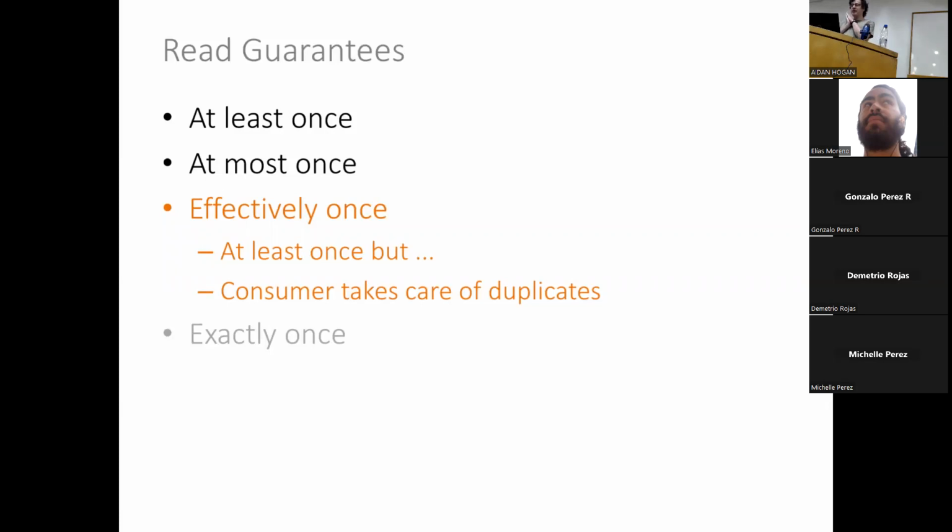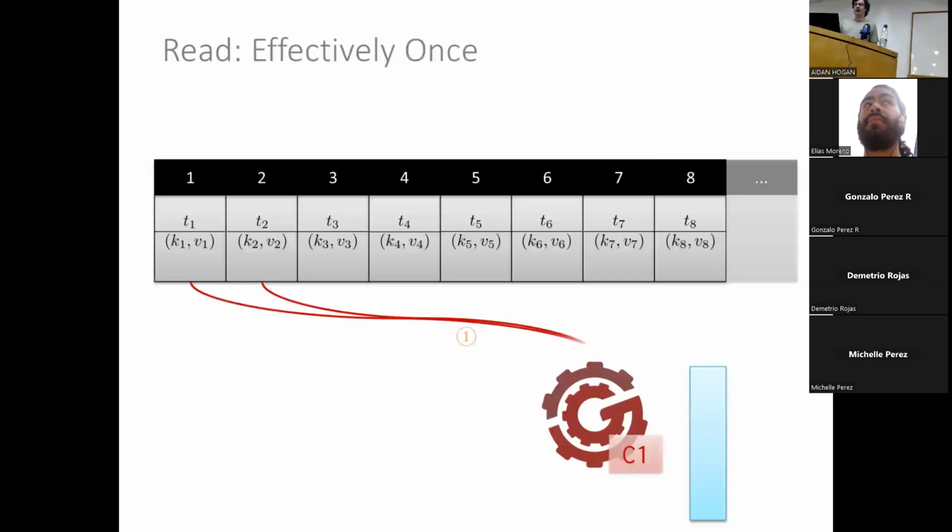The third type of guarantee is called effectively once. You may have thought of this as well when you saw at least once. It's essentially at least once in terms of the Kafka framework, but we assume that the consumers will notice the duplicate and get rid of it. So essentially the consumer takes the responsibility of detecting duplicates and avoiding processing them more than once.